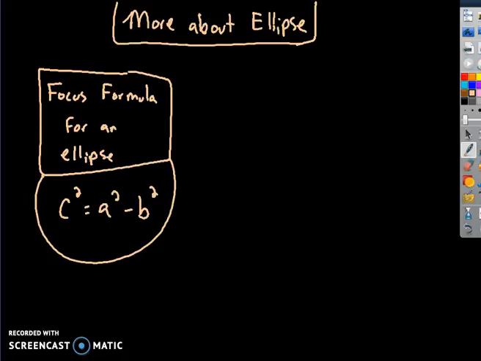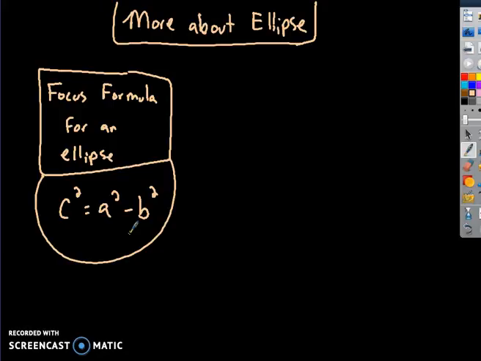More about ellipse. One thing I need to mention about ellipse is the focus formula. The formula for the focus of an ellipse is c squared equals a squared subtract b squared. You might notice it's similar to that one, but it's different. You've got a subtraction sign. Now, you may ask, what in the world is an ellipse anyway?